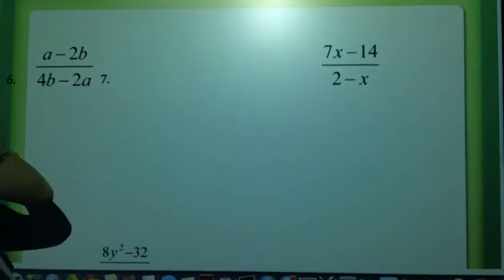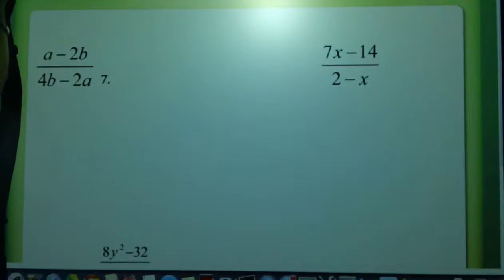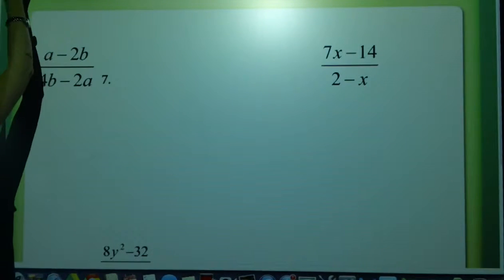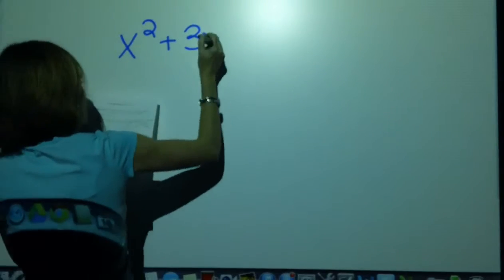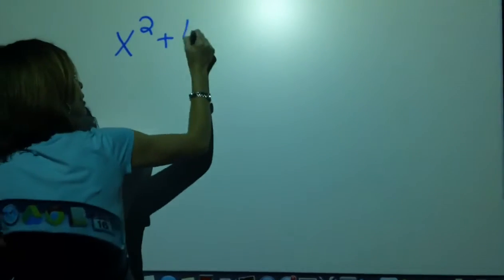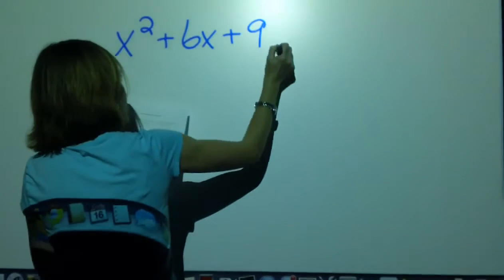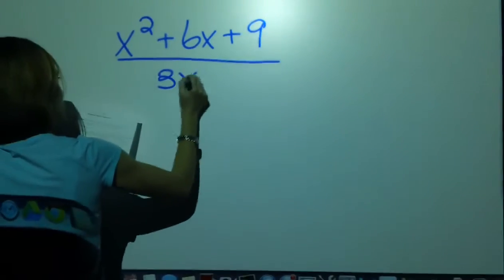A little bit harder. Where do I want to go from here? I want to go back. All right, so we're going to do x squared plus 6x plus 9 all over 3x plus 9.